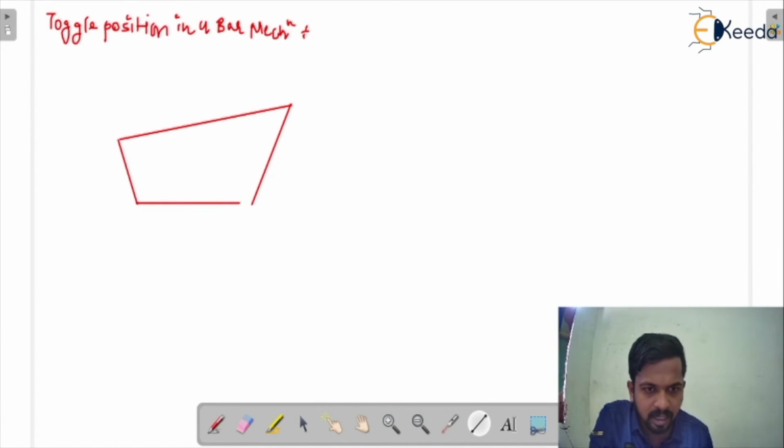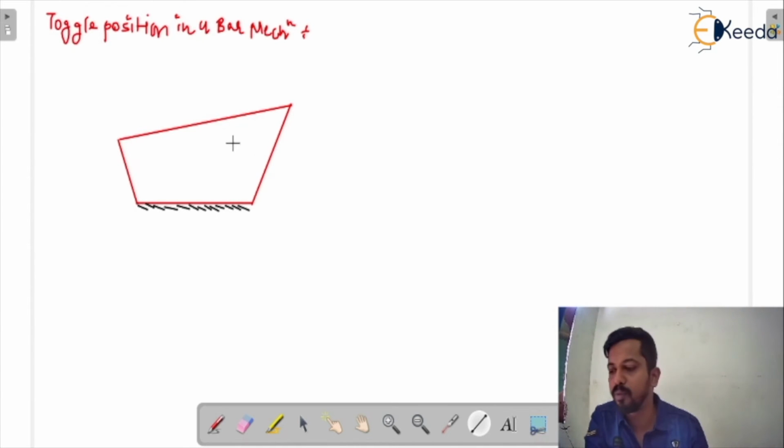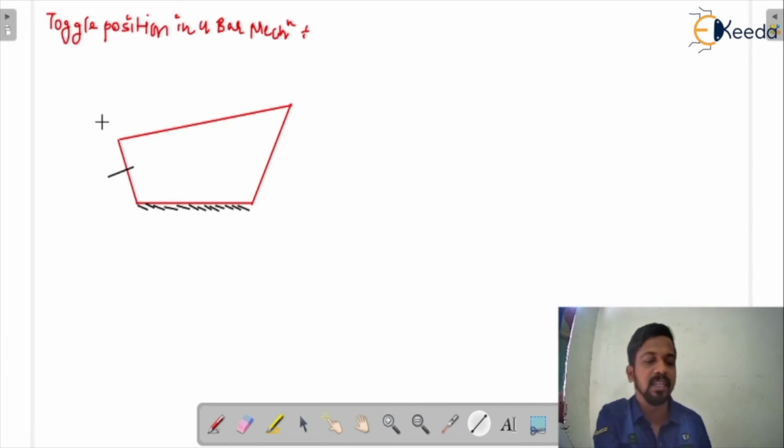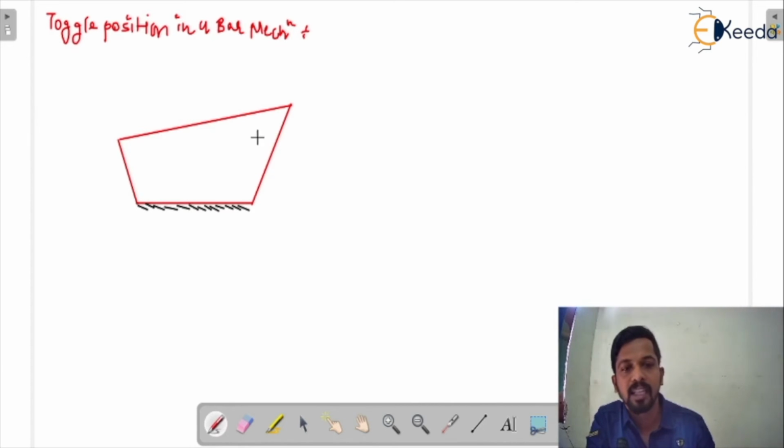Okay, and this is the complete 4-bar chain, or you can say 4-bar mechanism, and this is a fixed link. Okay, this is the input and output. If I'm considering this link as an input link, this would be the output link. And toggle positions means there will be an extreme position. Okay, so here you can see there is an extreme position of the output link, which would be like that. This is, and this is.